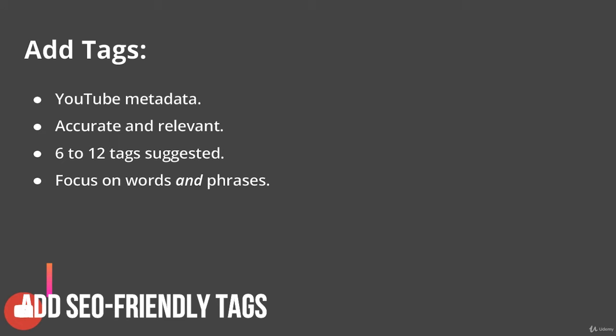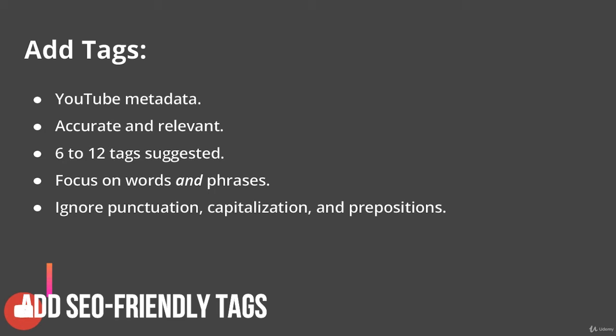Focus on both keywords and key phrases. The tag field is not limited to just single keywords. You can use sentences and short alternate titles. Anything that will help YouTube understand your video better should go in the tag section. Don't worry about punctuation, capitalization, or prepositions. Tags are for YouTube only. They're not for users, and you only have 500 characters. So if you use phrases, eliminate words like the, a, at, on.